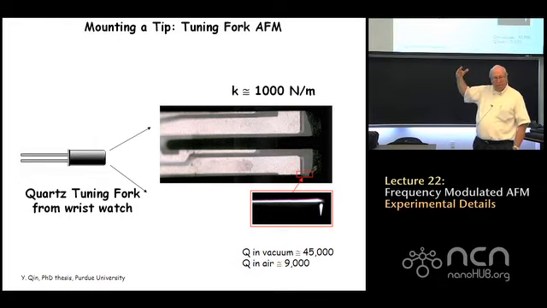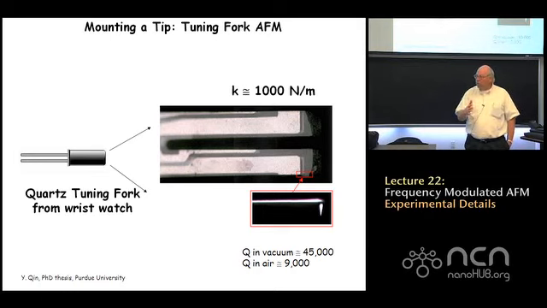That sharp tip can be resonated now at 32 kilohertz. We can achieve Q factors in air of about 9,000, and we're now in a position to allow that tip to approach a substrate, and we're going to measure small frequency shifts in the resonance frequency of the tuning fork due to the interaction of that tip with the substrate. So that's the idea.